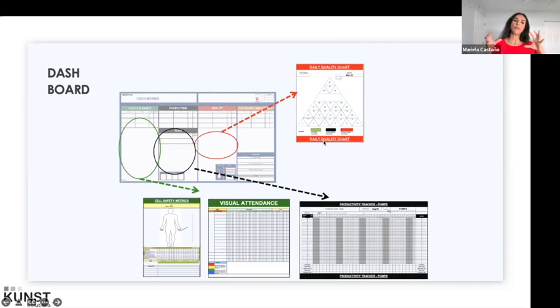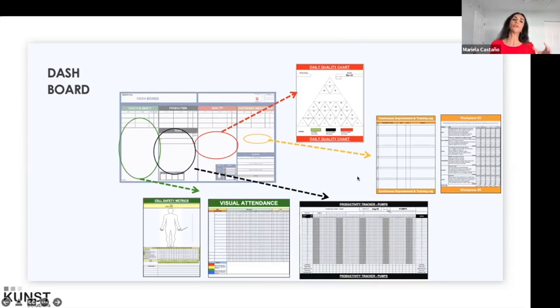Key for the better use of your dashboard is the implementation of visual key performance indicators. So have tracking tools that the team members can interact with personally.